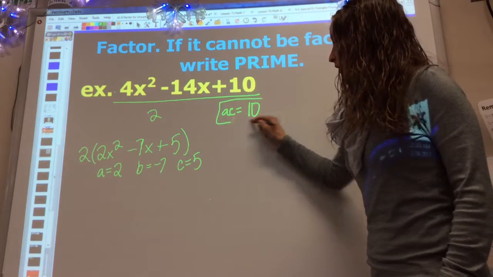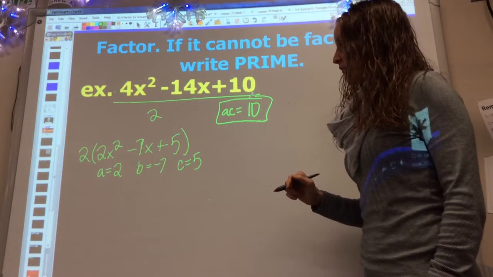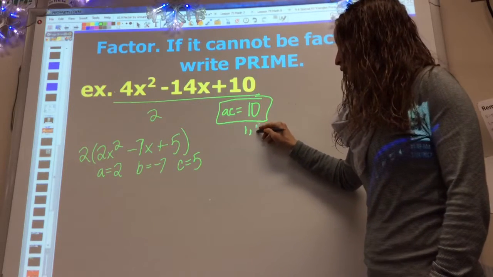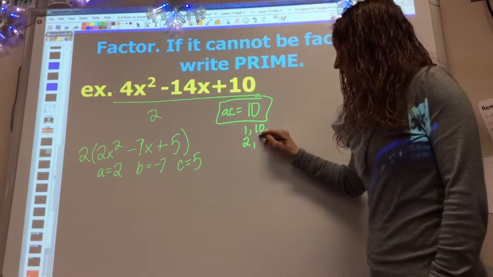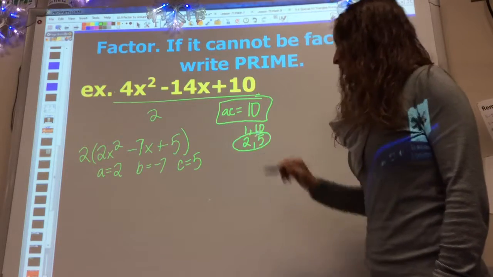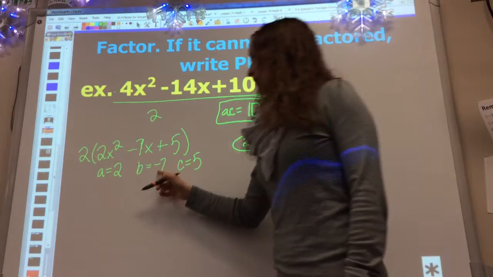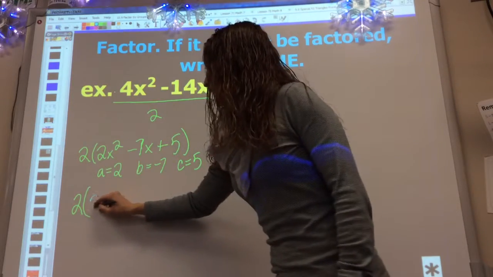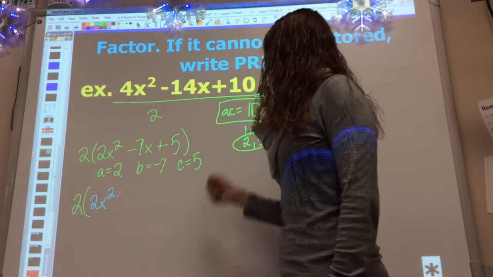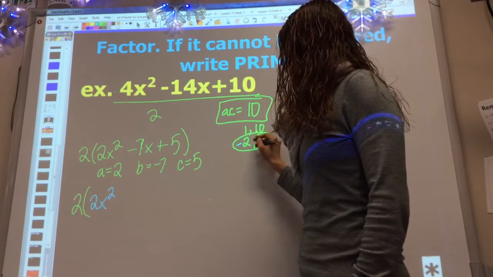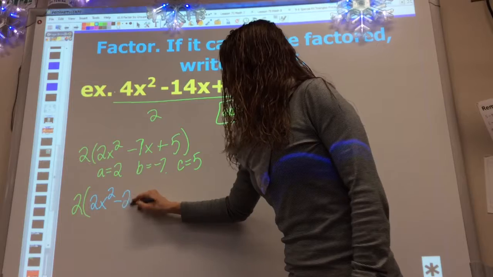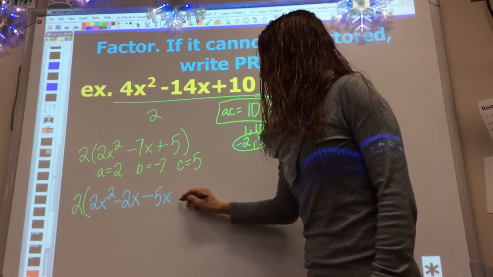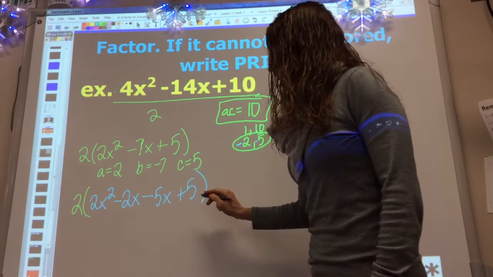Next, for our ac value being 10, we just have to list multiples. You should get pretty excited because this is a small number. We have 1 and 10, and 2 and 5. Now, how can we make the 2 and the 5 add up to negative 7? Minus 2 and minus 5. Great job. And so we should have 2x squared, make both of those negative, minus 2x minus 5x plus 5. Did I lose anyone yet?